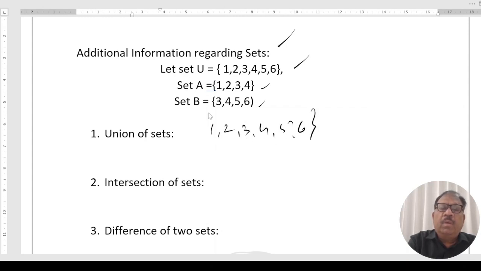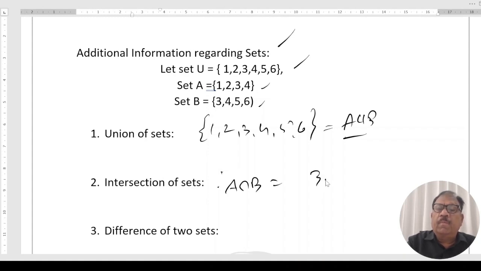Repetition is not there, but this is set A union B. Intersection of sets is what is common to both. Common is A intersection B. Common between 1, 2, 3, 4 and 3, 4, 5, 6 is 3, 4. Common to both.